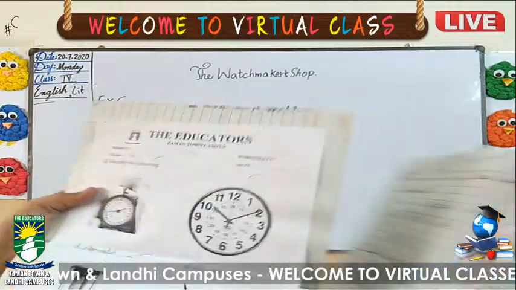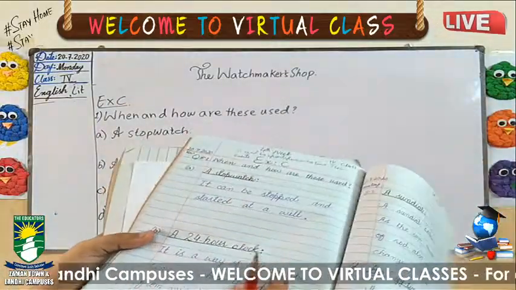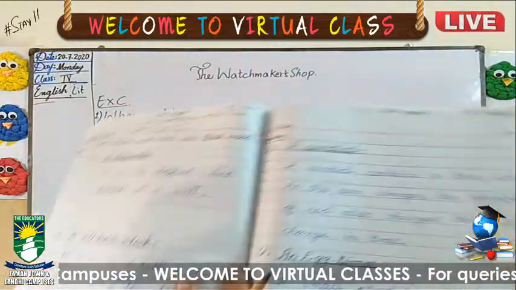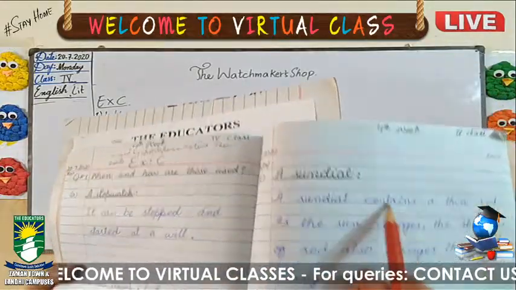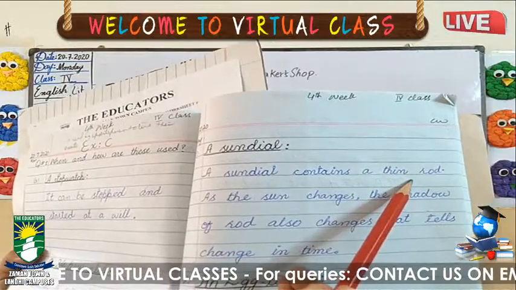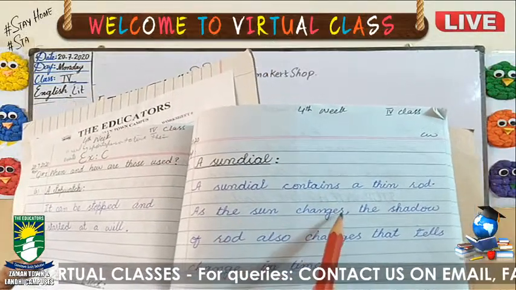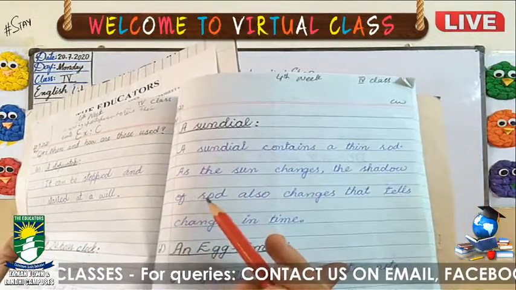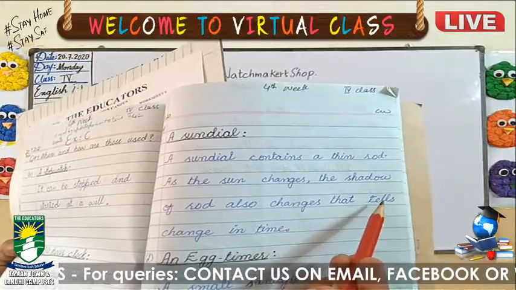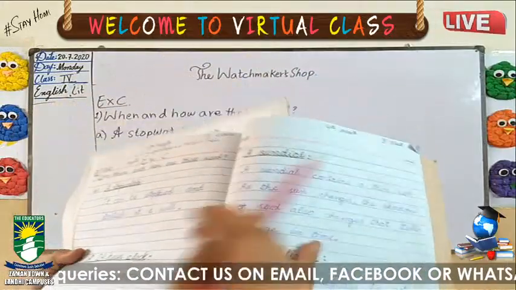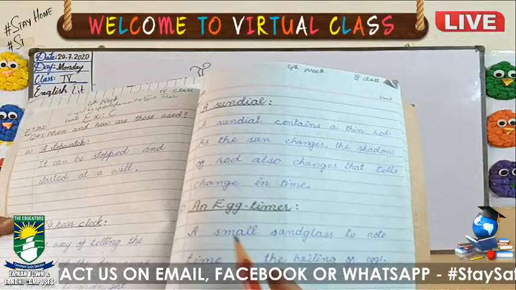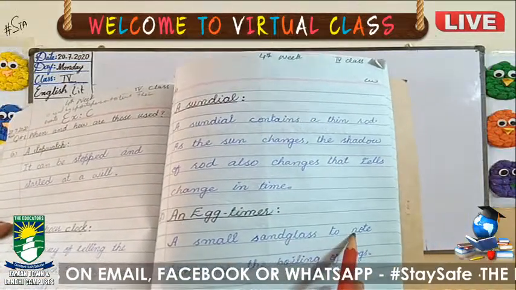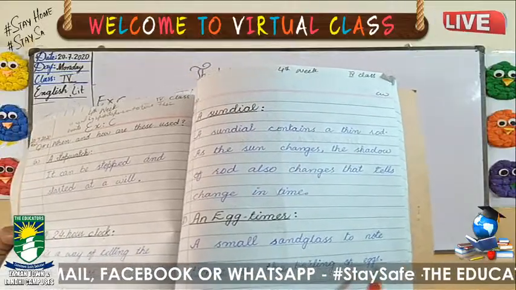Then the second one is a sundial. What is a sundial? When and how is it used? A sundial contains a thin rod. As the sun changes, the shadow of the rod also changes, which tells the change in time. Then we have an egg timer, a small sand glass to note the time for boiling eggs.